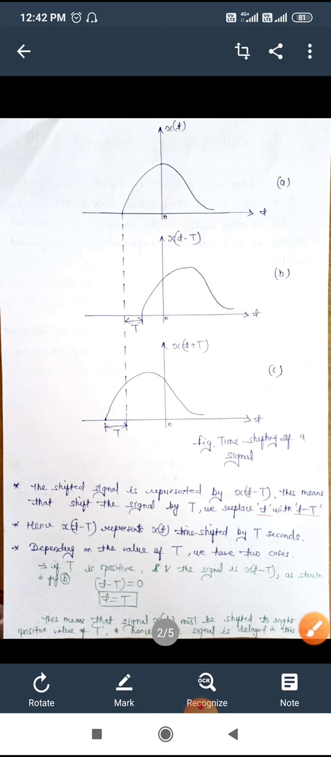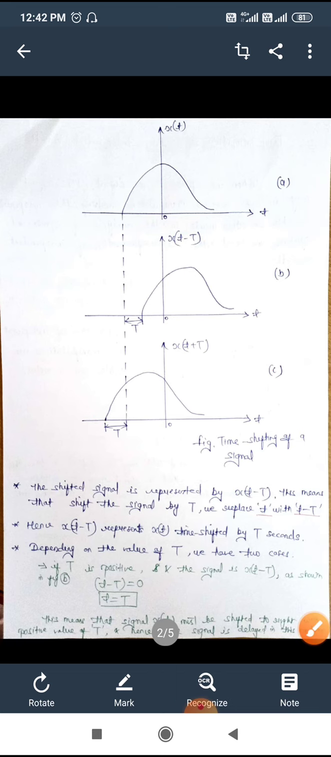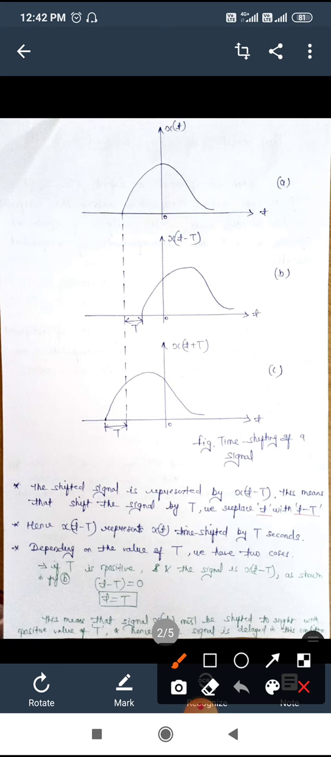So this third diagram shows x(t plus capital T). Here we have to shift our x(t) diagram toward the left side by the value T, because this is nothing but an advanced version of x(t). Second, x(t minus T) shows the delayed version of x(t). x(t plus T) shows the advanced version of x(t).